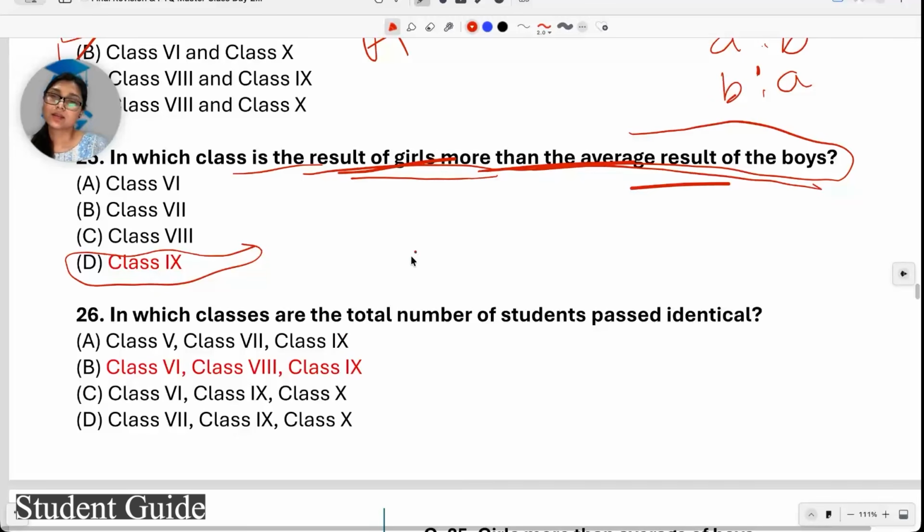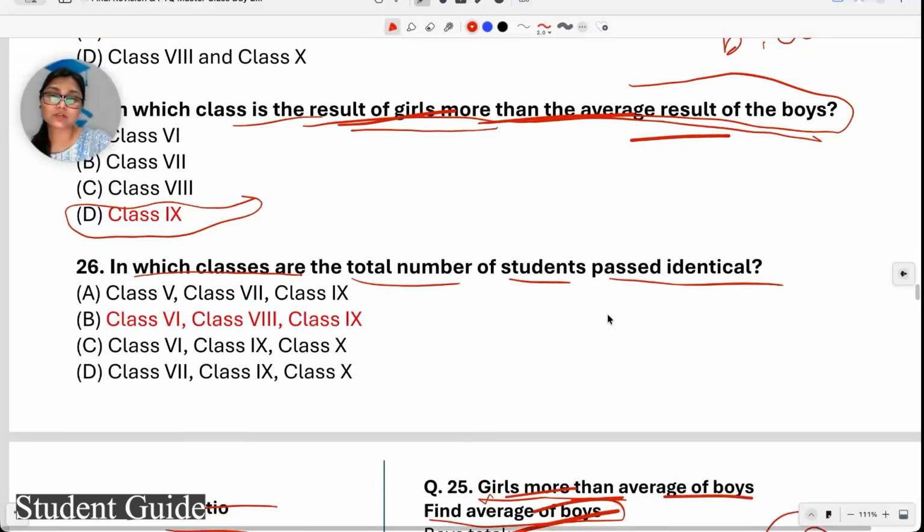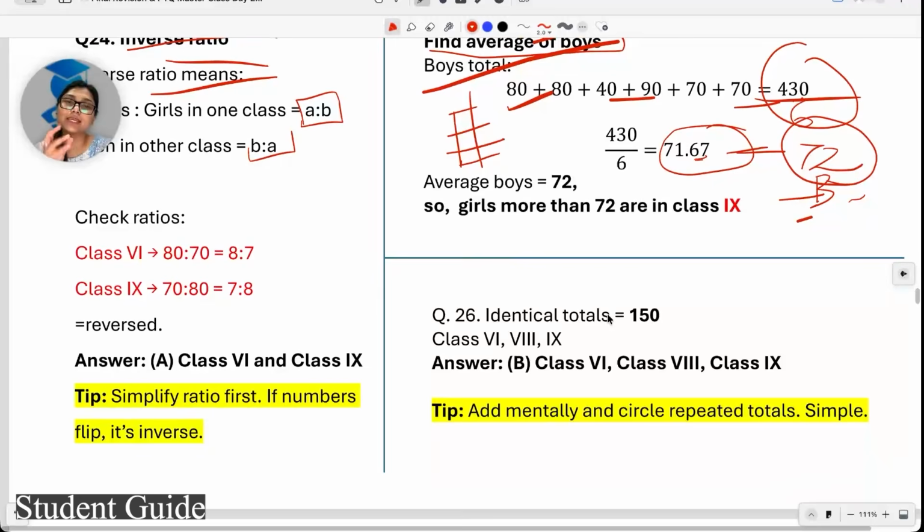Now question number 6 for today's session, and from the DI table maybe it's the 4th question. It is asking, in which classes is the total number of students passed identical? It means there are some rows or columns whose numbers are the same. So quickly understand this one. We need to find the same identical totals. Here you can find a total of 150 for classes 6, 8 and 9.